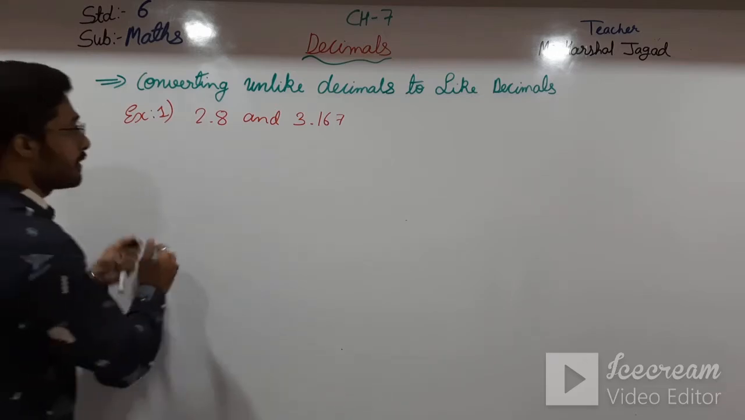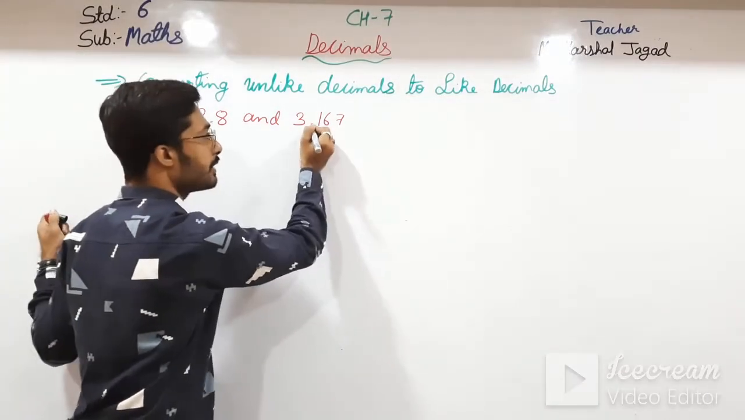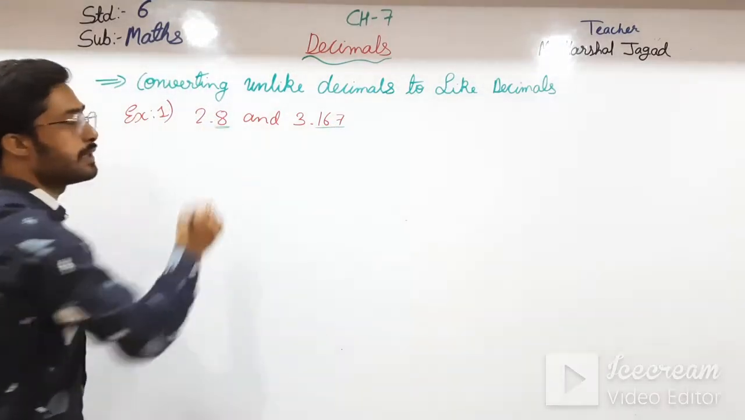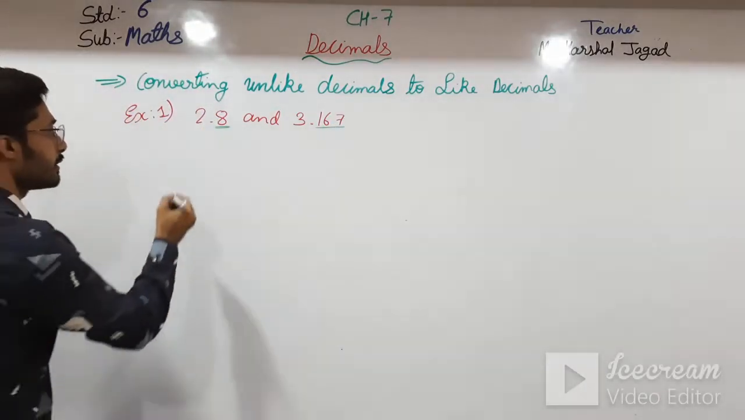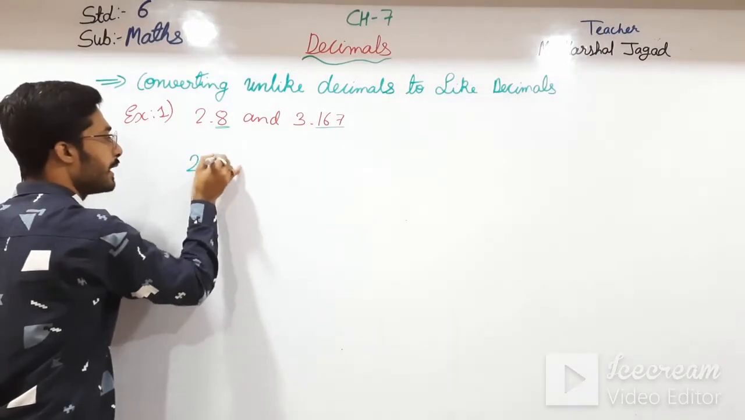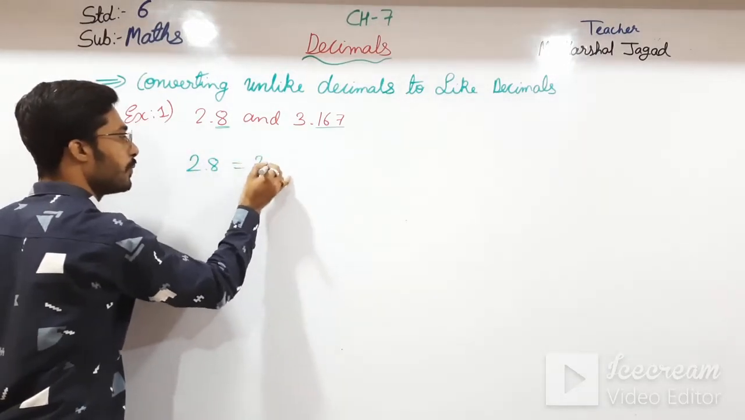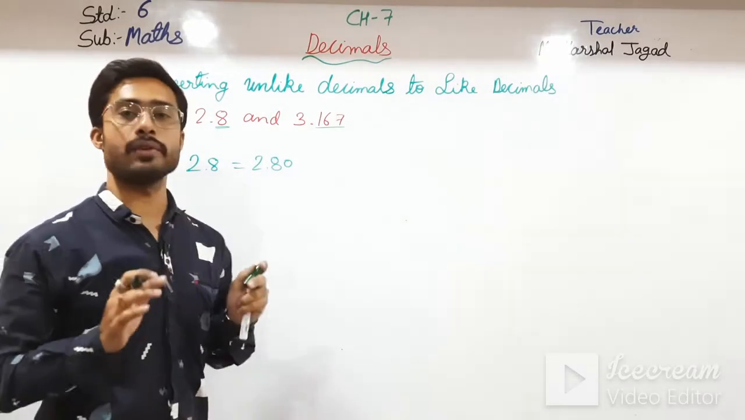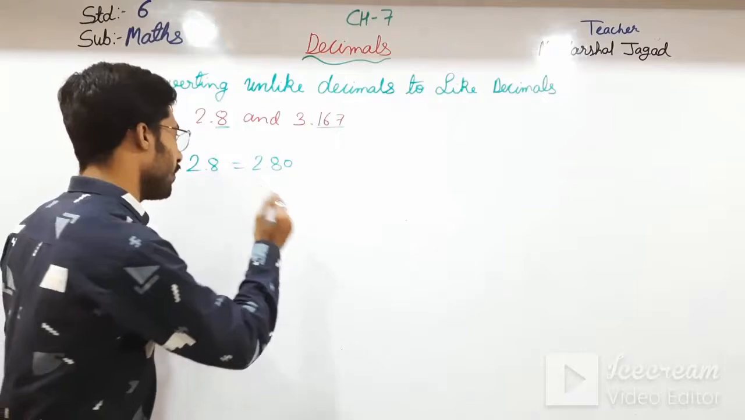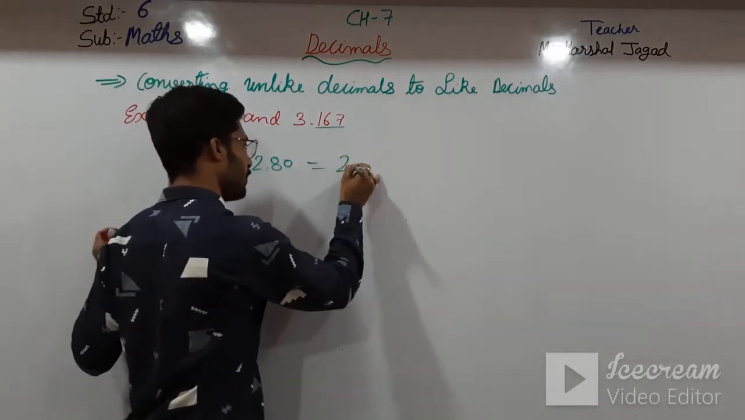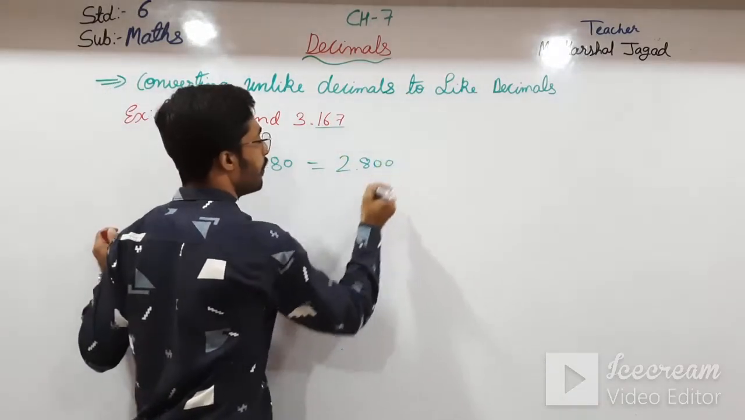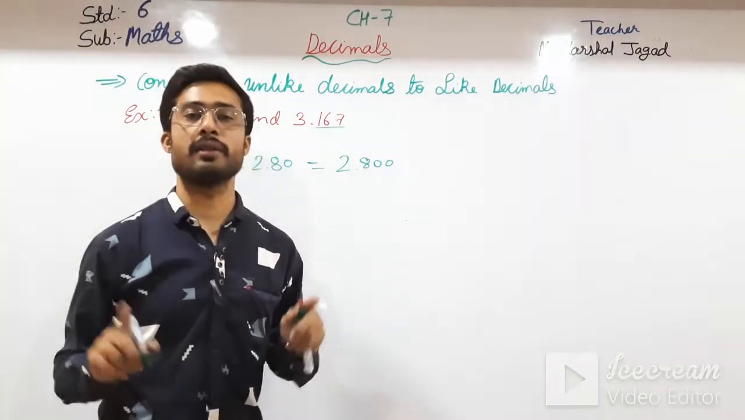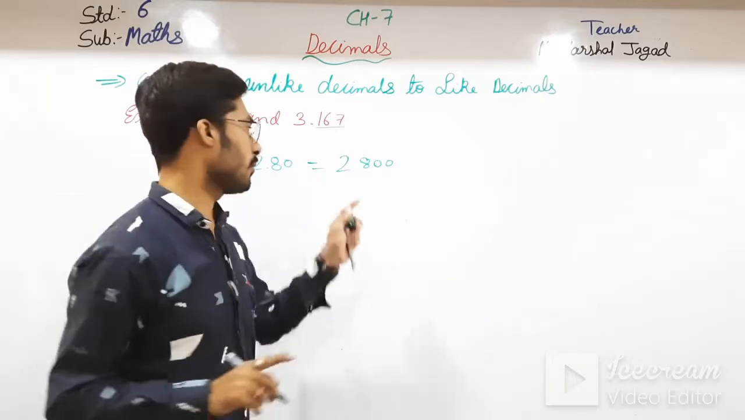Here, first of all, you can see after the point there are 3 digits, and here there is only 1 digit. So what we will do is, here I can write 2.8 is equal to 2.80. If I put a 0, then there is no change in its value. And also if I write 2.800, then also the value will not change.